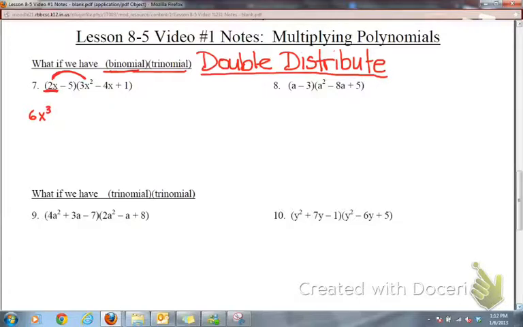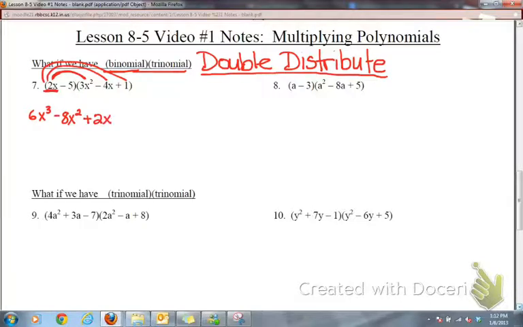Take your 2x, now take it times the negative 4x. So that's negative 8x squared. Now take your 2x, you're not done with it yet. Take it times the positive 1. And that's just 2x. 2x times 1 is 2x. So plus 2x.